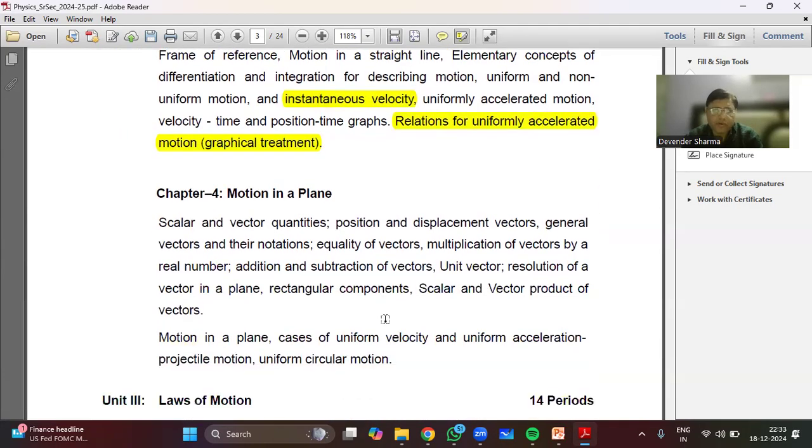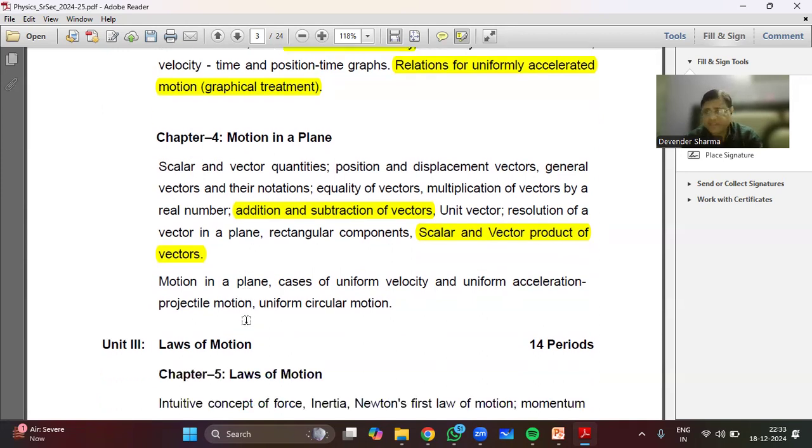Motion in a plane: the most important thing is vector addition, where we'll be discussing the triangle and parallelogram law of vectors. And then the multiplication, where we will be discussing the scalar and vector product of vectors, the dot and cross product. Very important numericals are also on these topics. We'll be discussing these topics one by one, not today, but from tomorrow we'll be doing the videos of class 11th also.